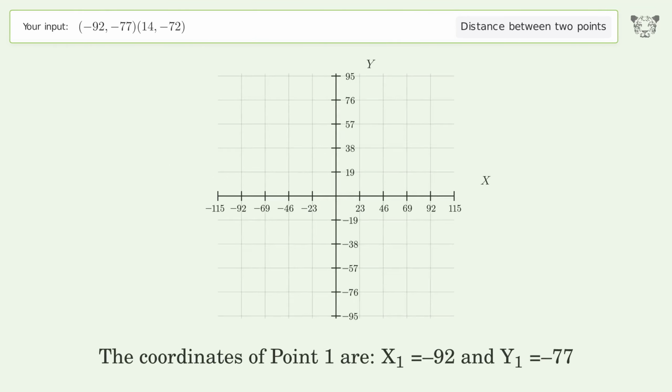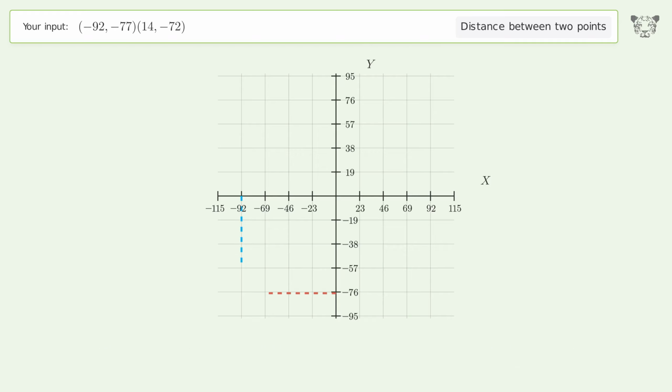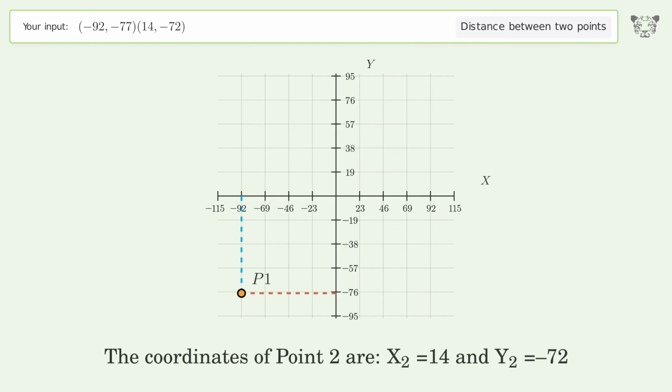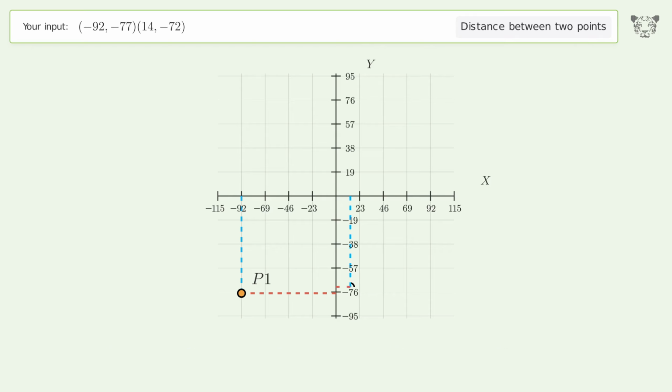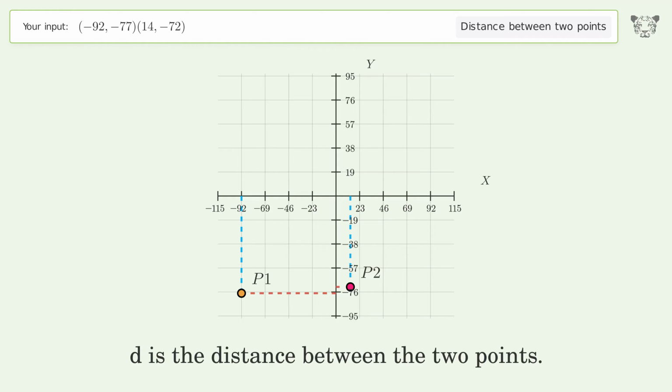The coordinates of point 1 are x1 equals -92 and y1 equals -77. The coordinates of point 2 are x2 equals 14 and y2 equals -72. D is the distance between the 2 points.